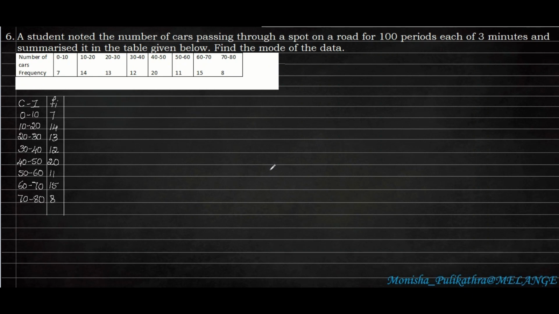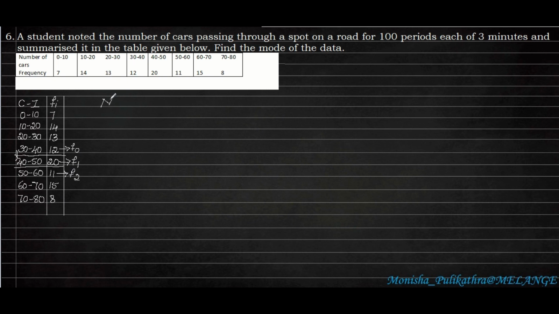Moving on to the last question of this session. Here we need to find out only the mode of the data. First we have to find the largest frequency in the frequency column. Here the largest frequency is 20, so this is F1, and we select this row. Here 40 is the lower limit and 20 is F1. The preceding term is F0 and the succeeding term is F2.